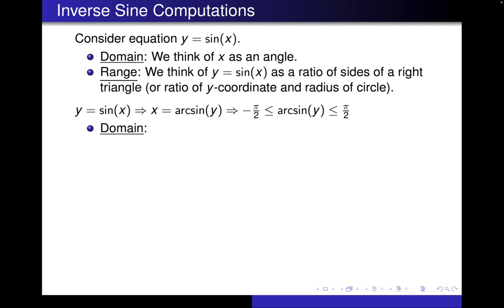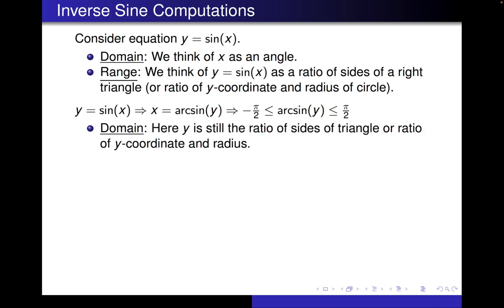So let's look at the domain for the arc sine function. Well, the domain is going to be y. And guess what? That y is still the same y as we had in y equals sine of x. So remember, back in the old days when y was sine of x, y was the ratio of the sides of a right triangle. So our inputs for arc sine of y are going to be ratios of the sides of a triangle, or the ratio of the y-coordinate of our point on the unit circle to the radius of the unit circle. Now our range for arc sine, that is arc sine y is equal to x, right?